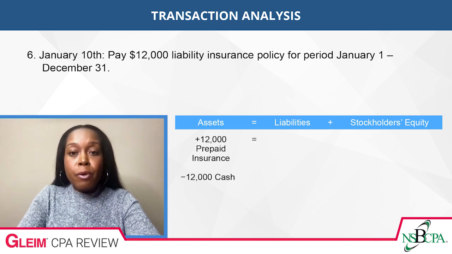Now, don't worry. Remember, we are only in step 1 of the process or cycle. So before we are finished, you will see how this works out when we do adjustments later on. But right now, this is an asset called prepaid insurance. We paid cash, so we show a $12,000 decrease to the asset cash. Does our accounting equation remain in balance after this transaction?